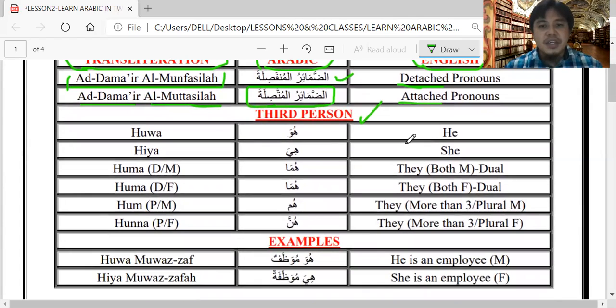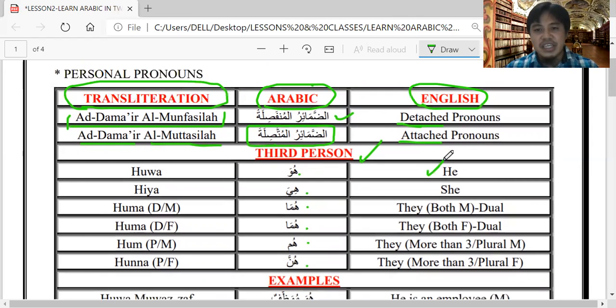So in Arabic, we count it: one, two, three, four, five, six. There are 6 personal pronouns for the third person. If we say third person, that means we are talking about the person who is absent. So since we are talking about the third person, second person, and first person, we need to know them in Arabic. If I want to say he, what is he in Arabic? If I want to say she, what is she in Arabic?